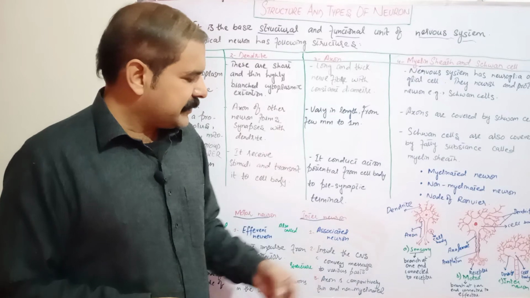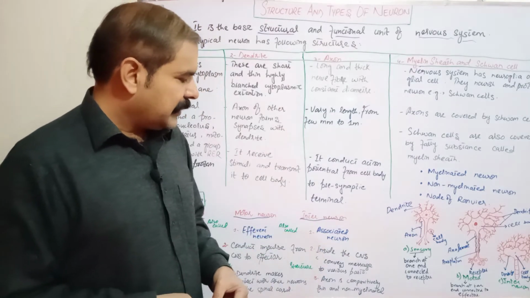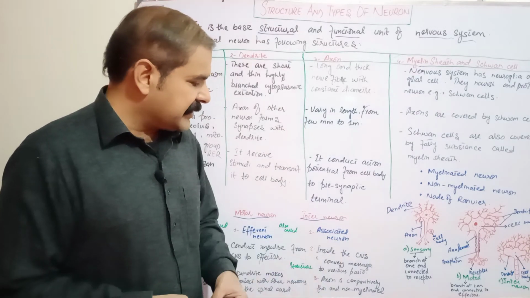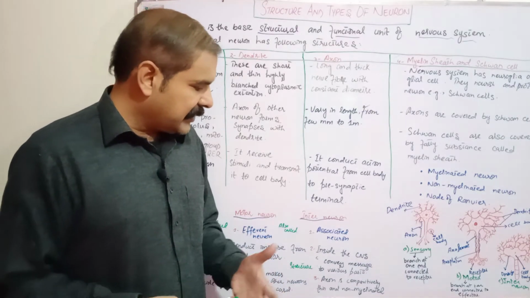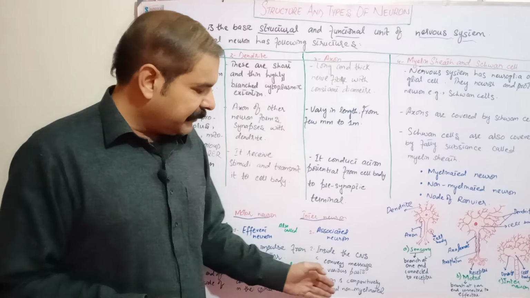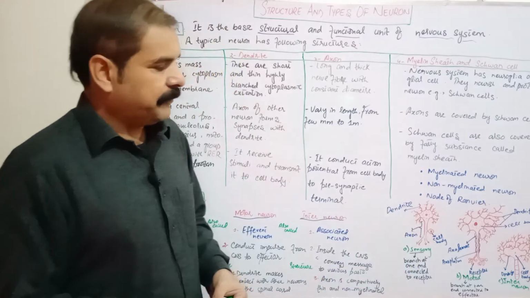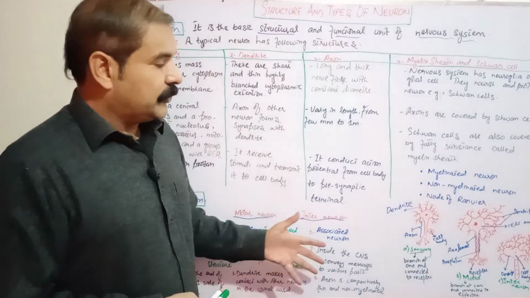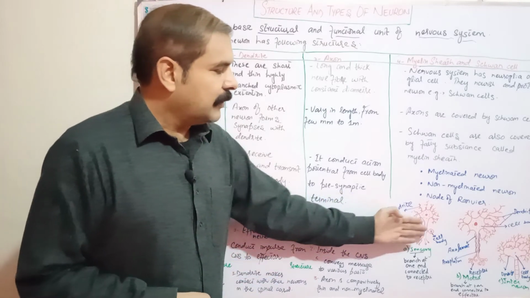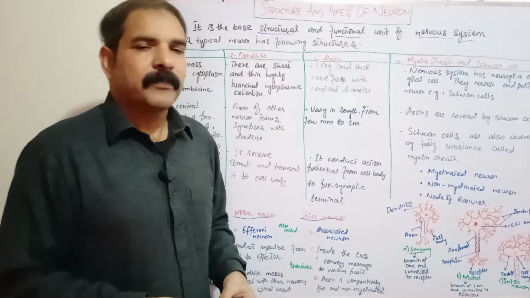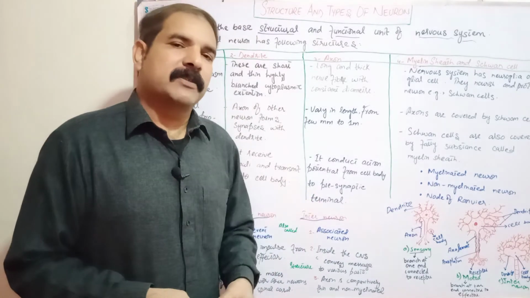The third one is mixed neurons. They are inside the CNS and convey messages to the various parts. Axon is comparatively thin and non-myelinated. So these are the three neurons: sensory, motor, and the mixed. So it's the basic unit of your nervous system.